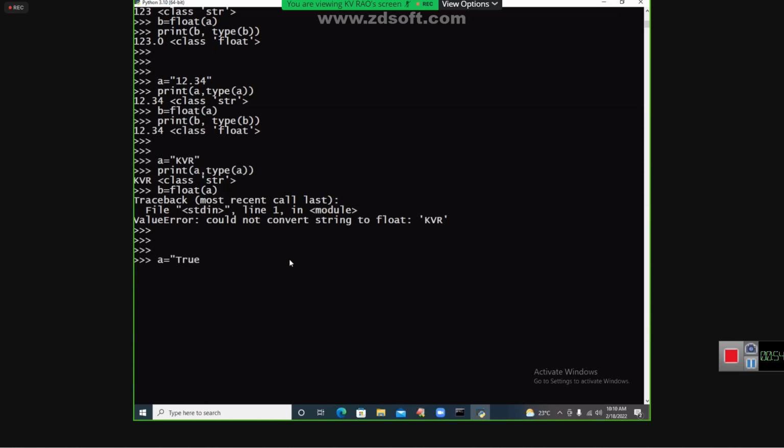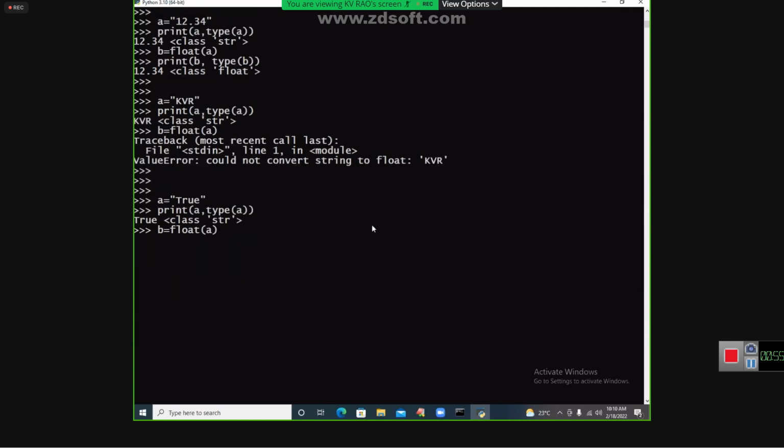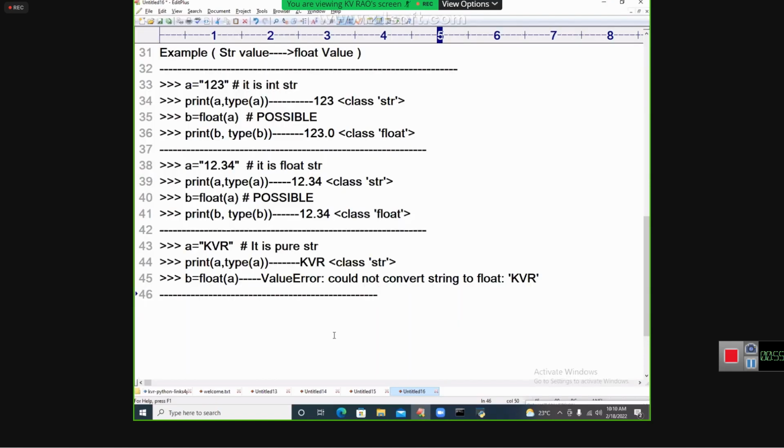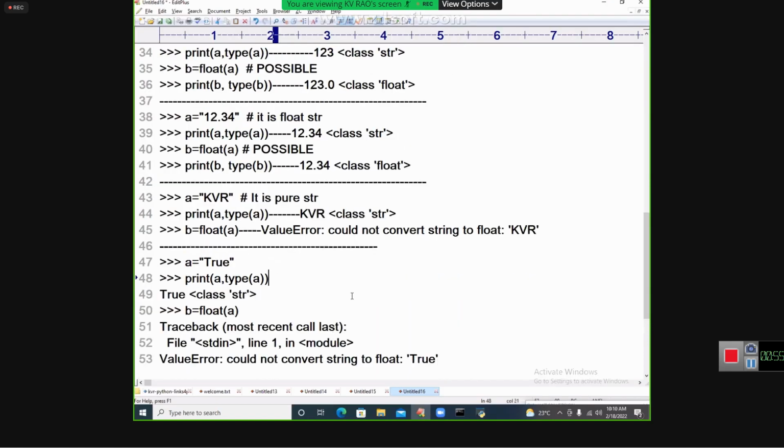A is equal to true. Now, is int of A possible or not possible? Not possible. Because it is also treated as a pure string. So it is a bool str. It is a bool str. You will get a doubt, sir, how to remember? Only by practice. It is a bool str.